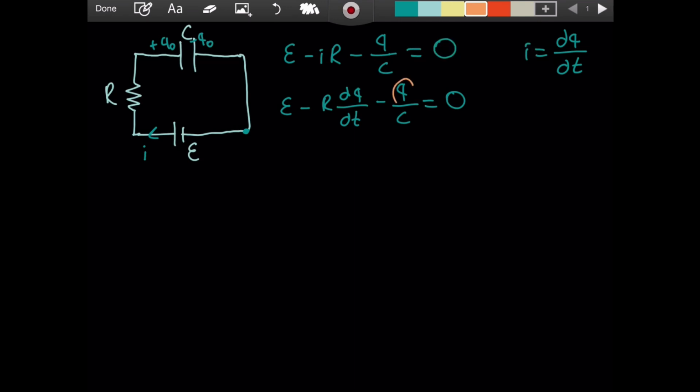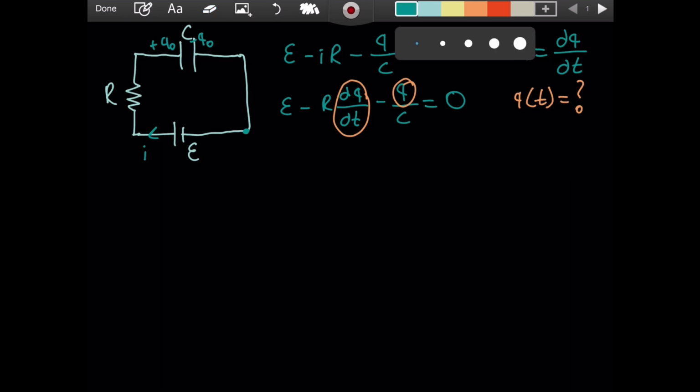We have Q and its derivative. This is a differential equation because it has a function and the derivative of that function. And ultimately, we want to solve for this Q, which will be Q of t. We want to solve for it in terms of time. We want to have Q as a function of time, let's say. But how do we proceed? How do we solve this differential equation?